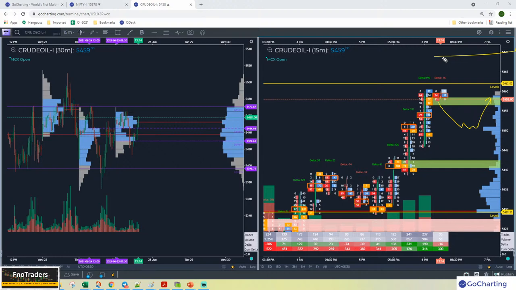Stocks, yes, we can use this, but the order flow tick size settings and so on will change for stocks. That's the difference.